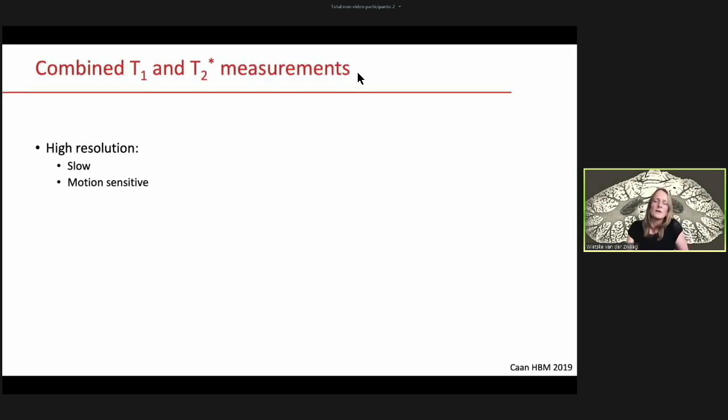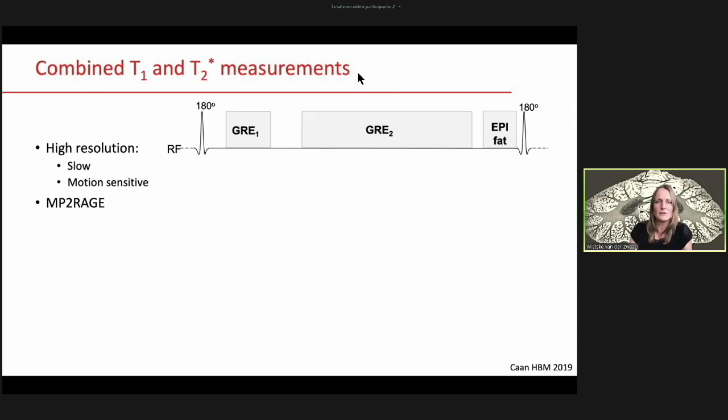Okay. So one important thing to save time is to do your experiments cleverly. If we're thinking of high resolution, then it's slow, just because you need to acquire so many points, and it's also very motion sensitive. Now, one of the ways that we are dealing with this is by combining T1 and T2 measurements. We started from the MP2RAGE sequence, which is a standard ultra-high field acquisition method, generating T1 weighted images and T1 maps. And it's relatively insensitive to B1 inhomogeneities already.